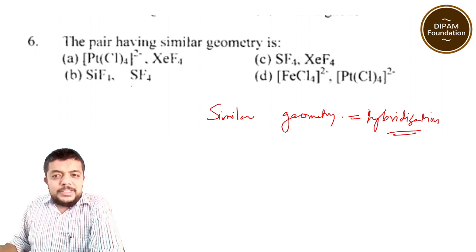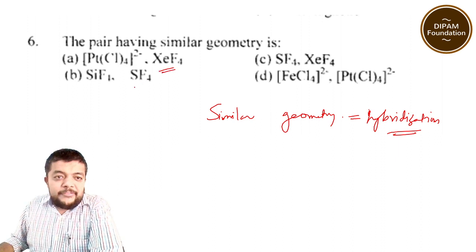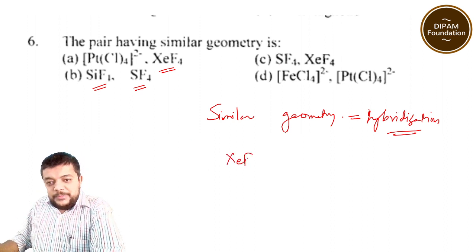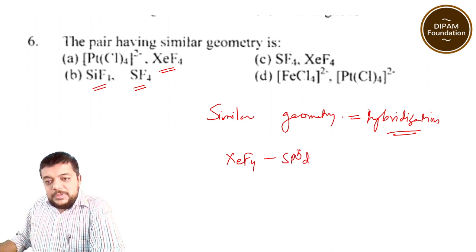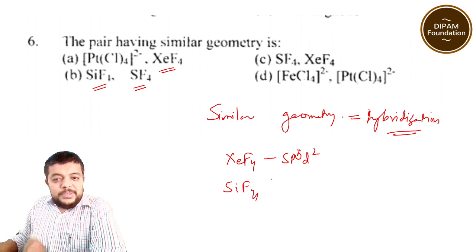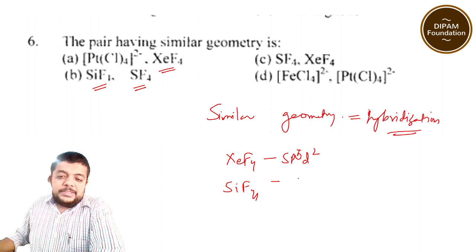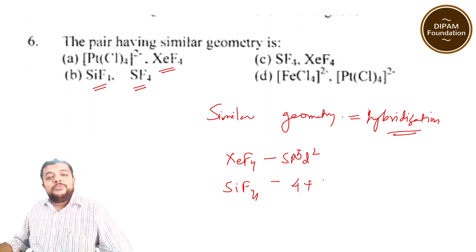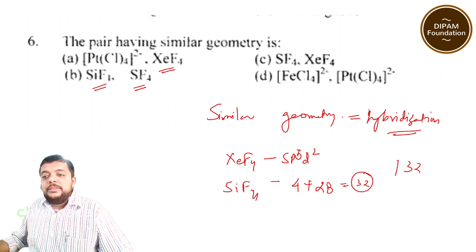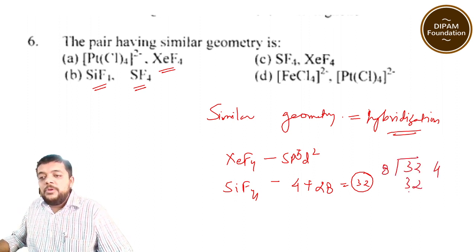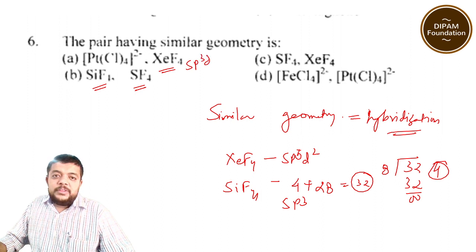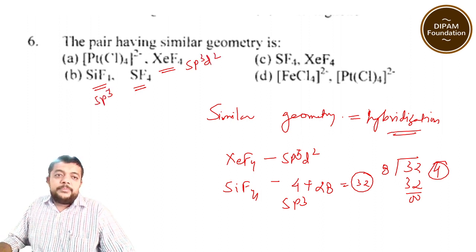Let us check. Let us first solve the ones that are not complex: XeF4, SF4, SiF4, these three examples. XeF4, just now we did. We are much clear, sp3d2. SiF4, be very precise, be very clear. Let us calculate. Silicon is 4, each fluorine is 7, so there are 4 such fluorines, so it will be 28, a total of 32. 32 divided by 8, it will end with 4. So 8 4s are 32, so you will end up with sp3. So XeF4 is sp3d2, SiF4 is sp3.